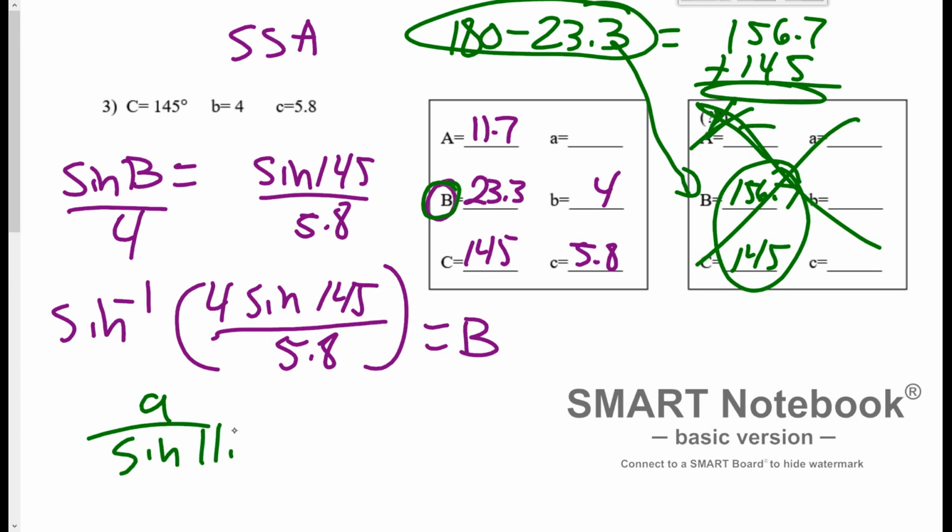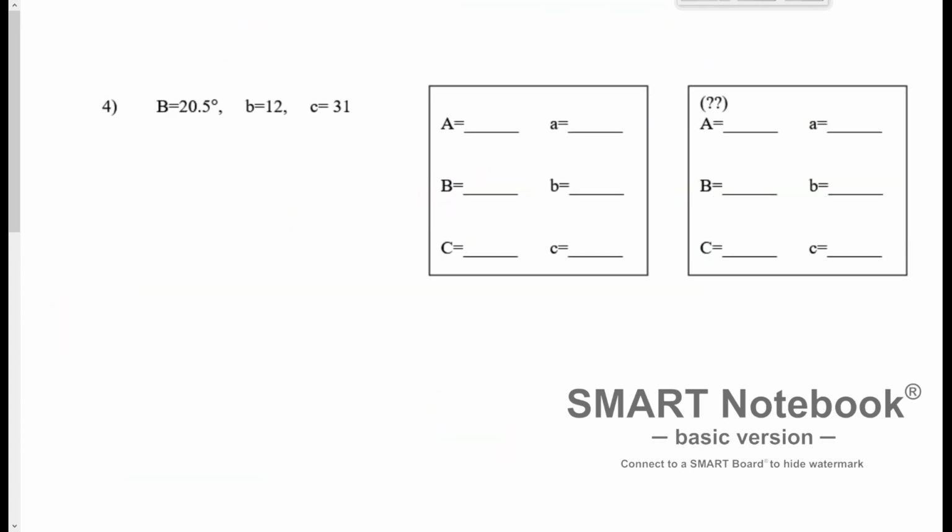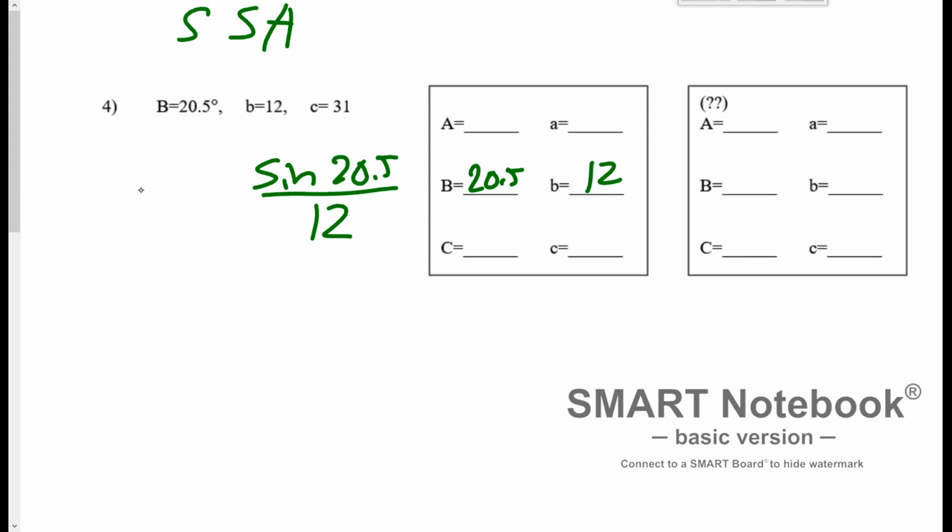Sine of 11.7 equals the original that I'm given, so sine of 145 all over 5.8. So I set this up and I solve it, and I get 2.05. Okay, so I'm given an angle and two sides, therefore I might have two triangles. So I set this up. I have 20.5 degrees and the side that's given, so that's what I'm going to use, right? And then what I'm trying to find, I'm given side C, so that means I want to find angle C first.